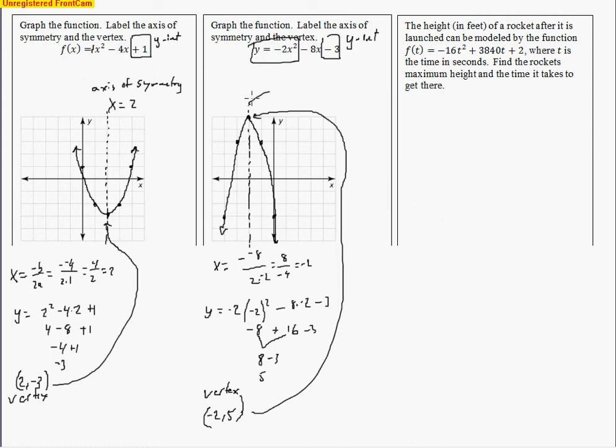So this axis of symmetry is x equals negative 2.